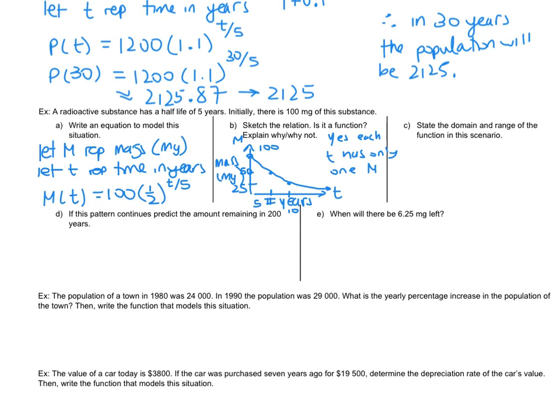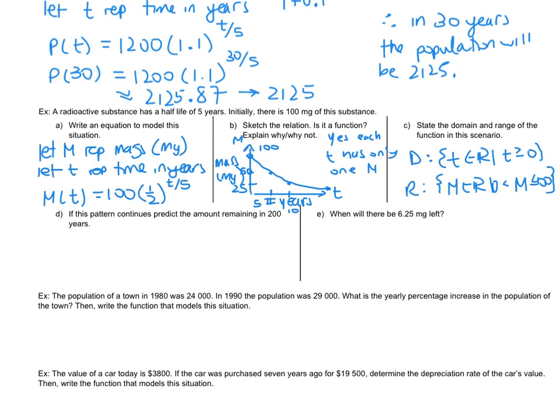Okay, state the domain and range of the function in this scenario. So for our domain, we're dealing with time. So time is an element of all real numbers, but it does have to be greater than or equal to 0. And then for our range, we're dealing with mass is an element of all real numbers. And the mass is going to have to be greater than 0, but it's not actually going to reach 0. And then less than or equal to 100 because that was the initial value. Okay, if this pattern continues, predict the amount remaining in 200 years.